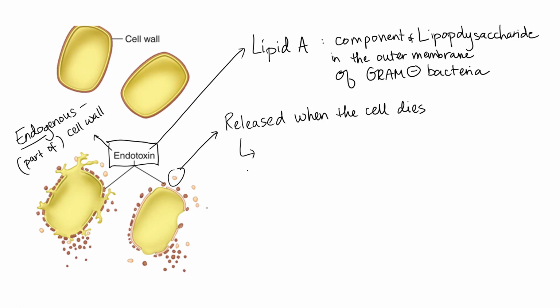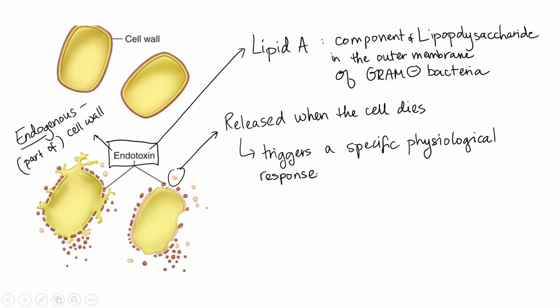And when that happens, we get a very characteristic physiological response. So endotoxin triggers a specific physiological response that is the same. Not like exotoxin, where there's all sorts of different types of exotoxins, and they all bind to different types of organs. So a very specific physiological response. Okay, and really there's sort of three things we associate with endotoxin.